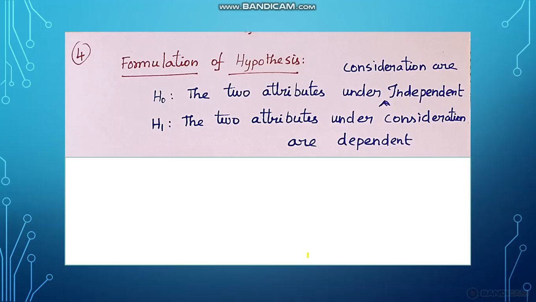First we want to formulate the hypothesis. In the null hypothesis we will say the two attributes under consideration, education level and awareness, are independent. It is very important. In the alternate hypothesis we will say the two attributes under consideration are dependent.